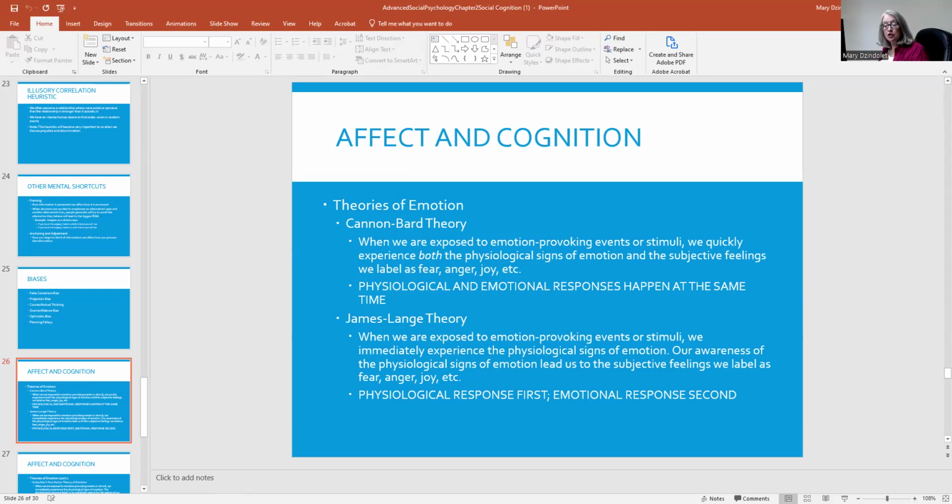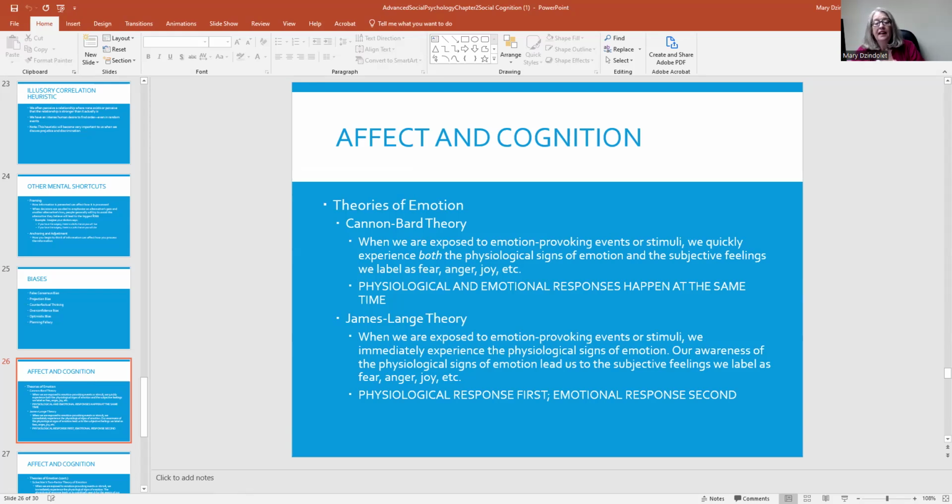That's your physiological response. And at the exact same time, Cannon-Bard's theory says you're going to go, I'm afraid. Oh, I'm really scared. So Cannon-Bard says that we're going to have the physiological signs of emotion and the subjective feelings at the same time.